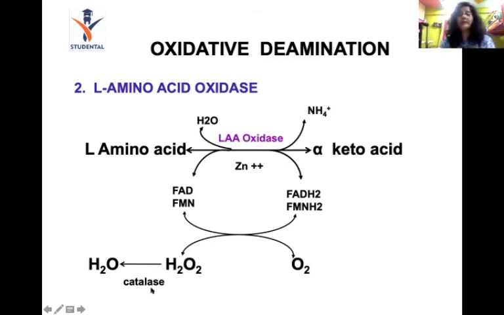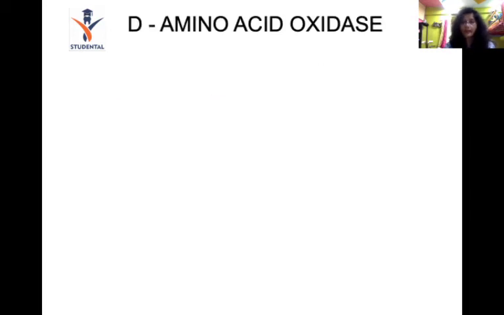Now if we compare the efficiency of L-amino acid oxidases with the D-amino acid oxidases, its concentration is low. Moreover, glycine and dicarboxylic acid cannot be acted upon by this enzyme. So the role of L-amino acid oxidases in the oxidative deamination is significantly low as compared to D-amino acid oxidases.